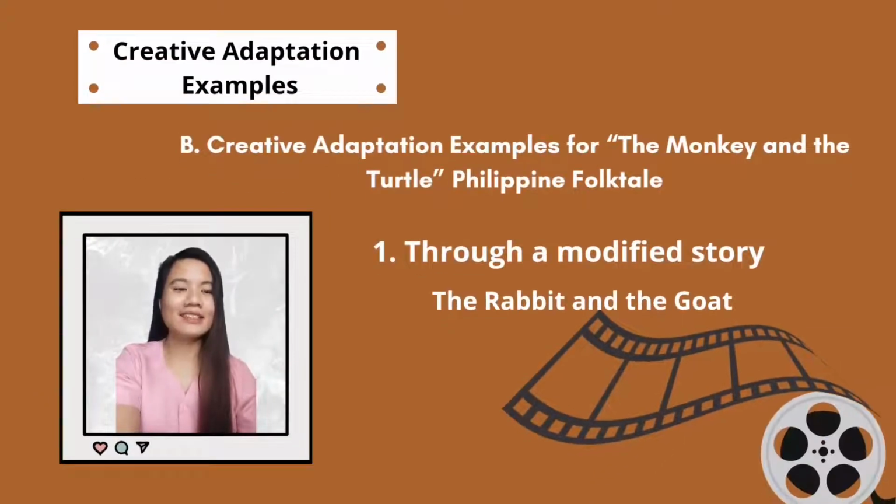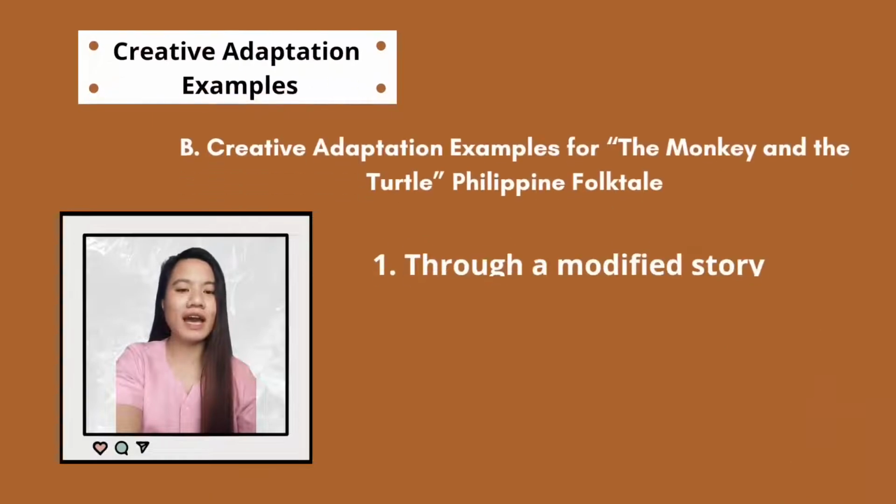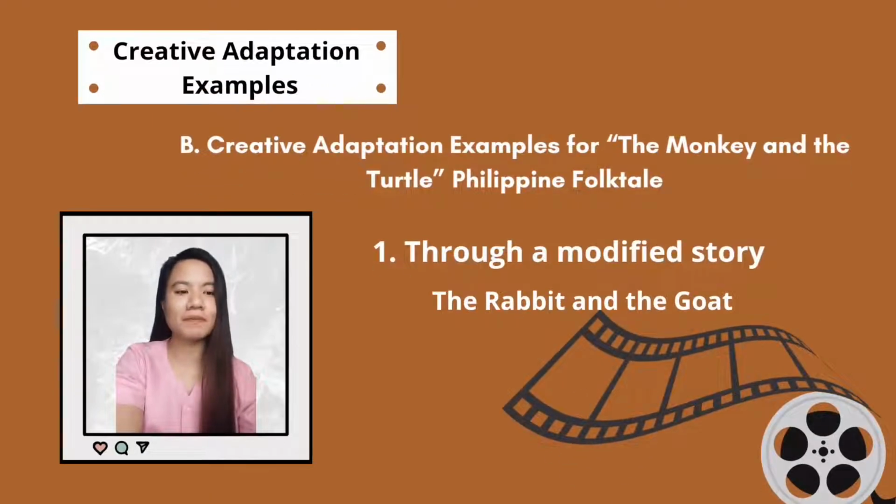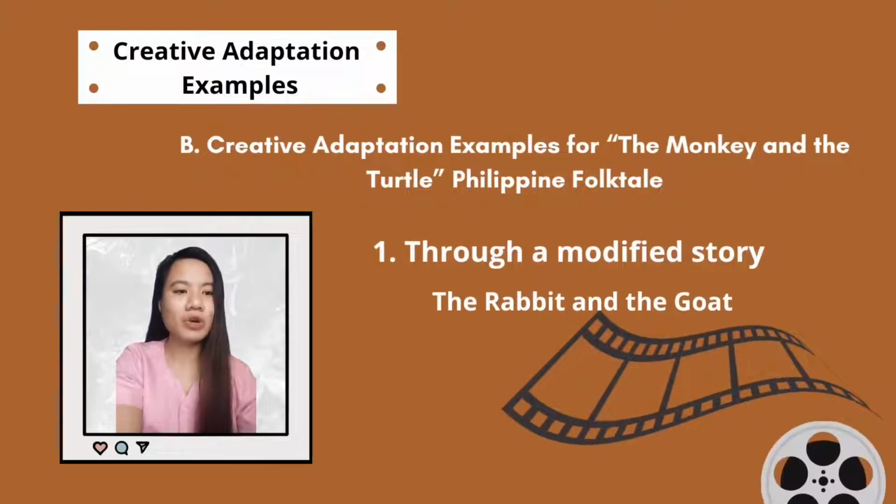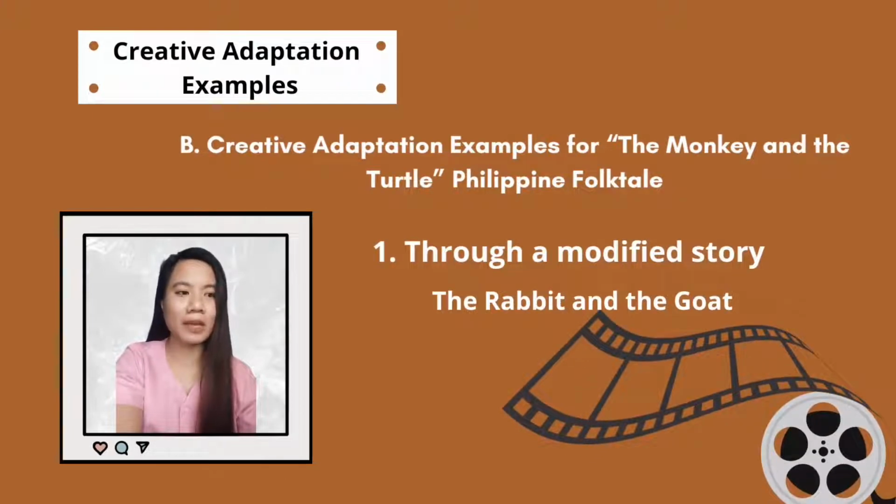The second sample of creative adaptation is The Monkey and the Turtle. It is a Philippine folktale. You can make a creative adaptation by, number one, through a modified story. The characters may be changed to rabbit and the goat, but the story can still begin with their friendship. The story can still focus on the storyline but may be changed also.